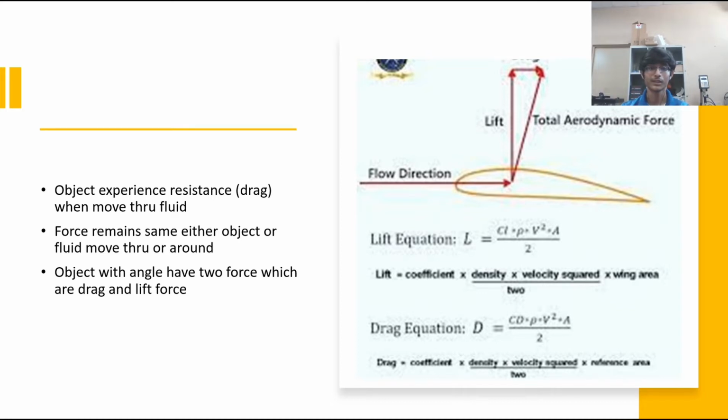There are two forces an object will encounter when it is moving through a fluid at an angle: drag force and lift force. On the right we can see the diagram which shows lift, total aerodynamic force and also the flow direction. Below the diagram there are two equations, the lift and drag equations. Lift equals the coefficient times density times velocity squared over 2 times wing area, while drag equals the coefficient times density times velocity squared over 2 times reference area.